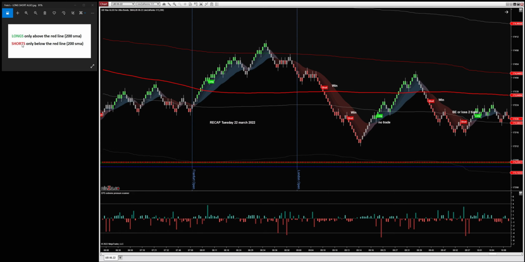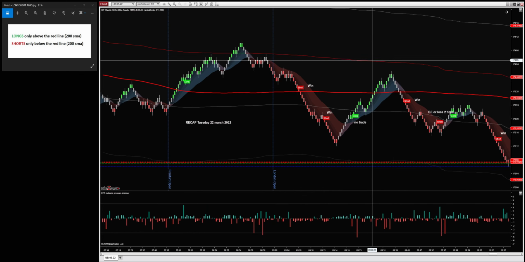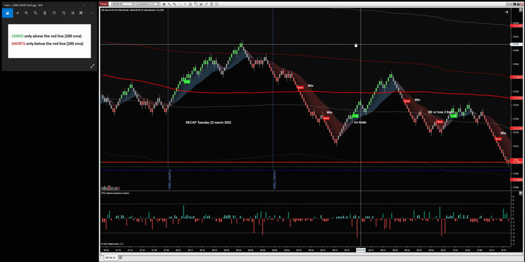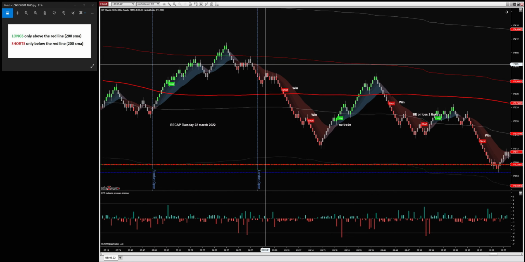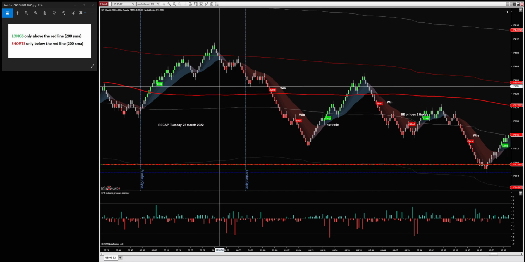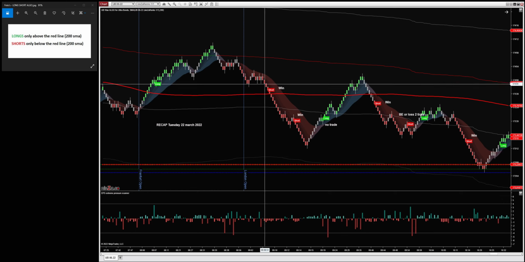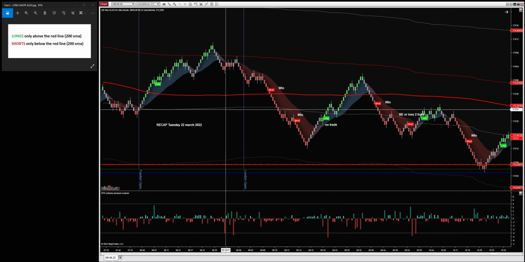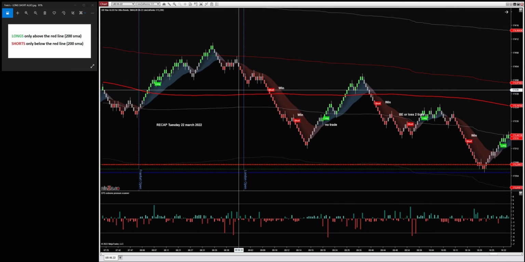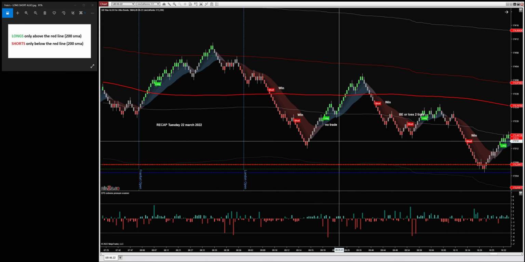Here to the left we see simple rules for taking the trades. The red line is a 200 SMA and this is the VWAP. We got our standard deviation levels also, but most important we have this 200 SMA as a big rule for taking the trades. So longs above and shorts below.